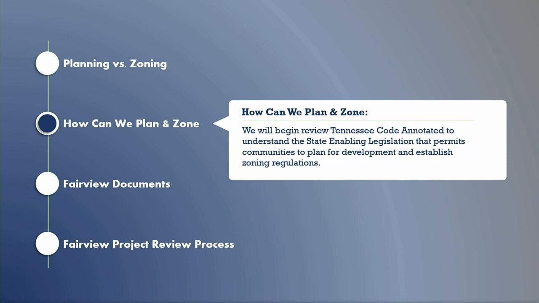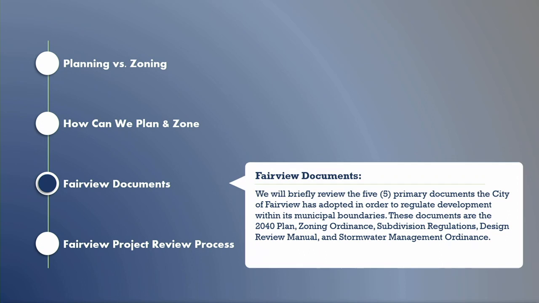And then next we'll look at the five primary documents that you all as a city have adopted: the plan to direct all planning and zoning, but also the regulatory documents that you all have adopted just for regulating, reviewing and approving development here in the city.